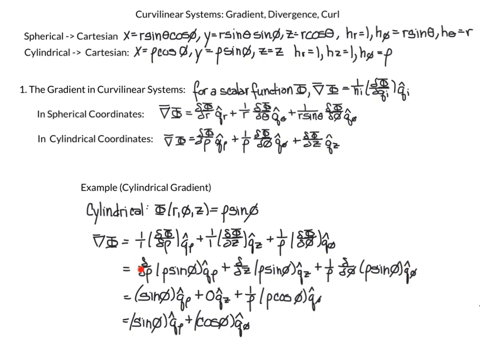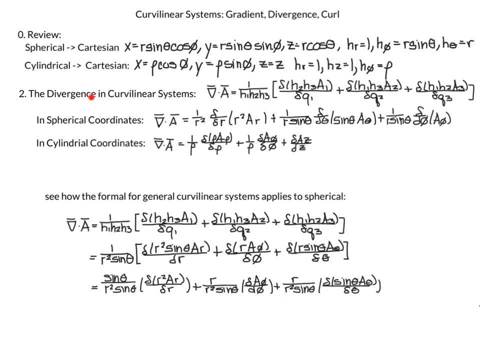So I start with this term here, and I'm going to take the derivative with respect to rho. So I'm going to get sine of phi in the rho direction. Here, the partial derivative with respect to z is 0, so I have 0 in the z direction. Over here, I need to take the partial derivative with respect to phi. So I have 1 over rho cosine of phi, and then these two cancel out. So my final answer is sine of phi in the rho direction and cosine of phi in the phi direction.